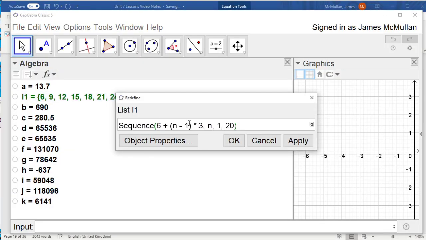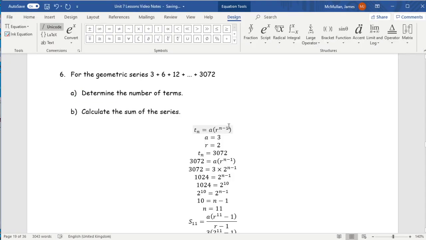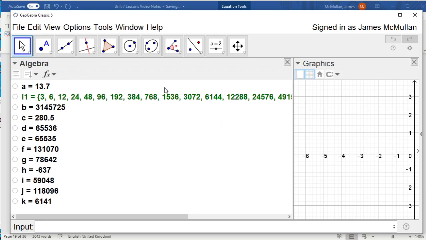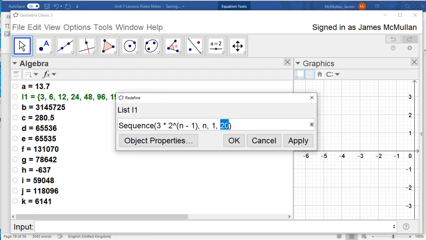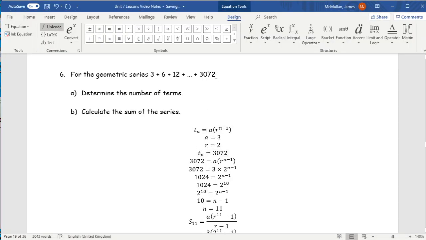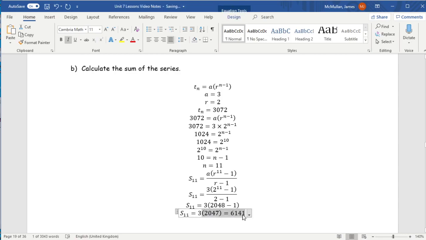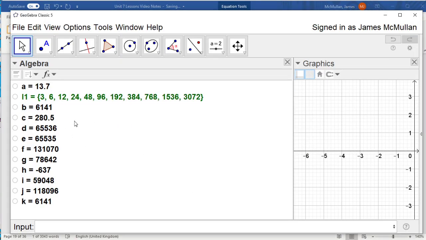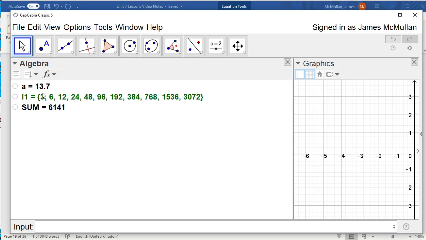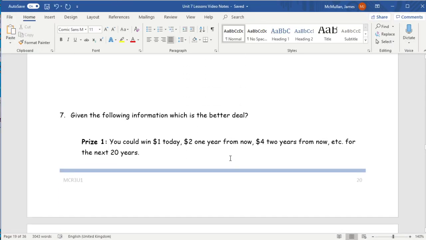Let's double check. I'm going to go back to my sequence formula. My first term was a 3. My common ratio was a 2, so 2 to the power of n minus 1. And I'm not interested in 20 terms, I just need 11 terms. The 11th term is 3072, exactly what we thought it should be. And the sum of all those terms is 6141. Let's just rename this. Okay, there you go. So there's the sum.